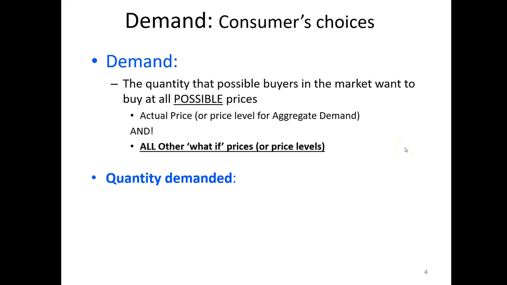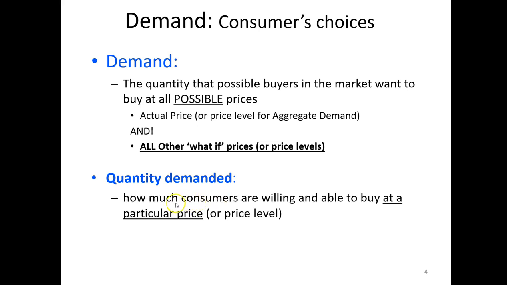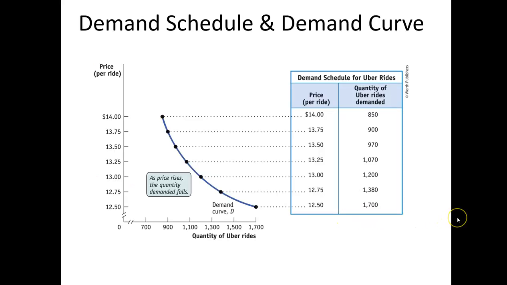Supply and demand, so how much goods and services, well, back to individual markets for a second, how much gasoline people want to buy at $3 a gallon. So the amount that consumers are willing and able to buy at a particular price, or at a particular price level for the economy as a whole.